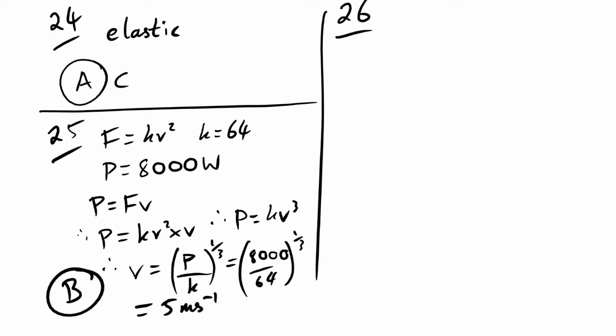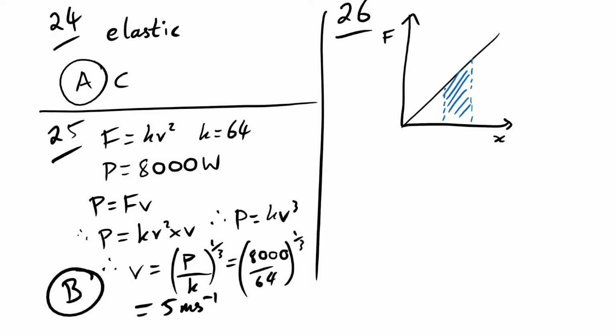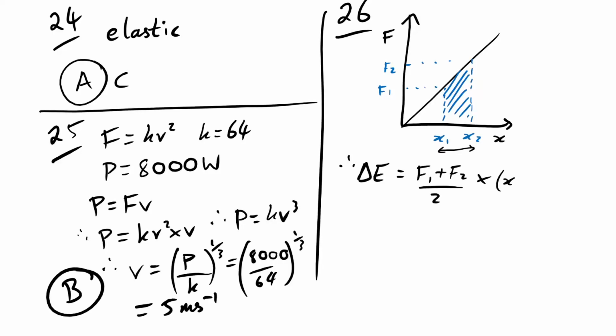26. Okay, so we have force increasing, right? So let's think about the graph that we have, F against X. Now we know we have this straight line, and it's the area under the graph that gives us the energy. Well, we're looking for an increase in energy. So we're looking for the area of this part here, where this is X1, X2, F1, F2. So it's a trapezium, therefore the difference in energy is going to be the mean height, so F1 plus F2 divided by 2, times by the width of this, so that's X2 minus X1. So the answer is C.